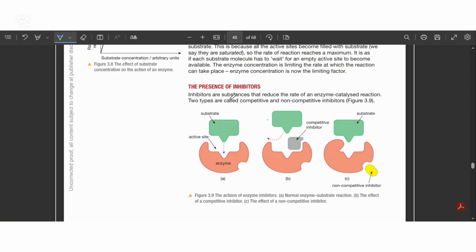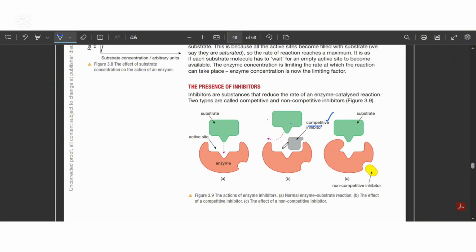Inhibitors are basically substances that reduce the rate of an enzyme catalyzed reaction. How they do this is they interfere with the work of the enzyme during the reaction. As you can see, this is the competitive inhibitor and this is the non-competitive inhibitor. There are two types, so let's focus on the competitive. The competitive inhibitor has a similar shape to the substrate, and it is going to settle down somewhere on the active site of the enzyme.